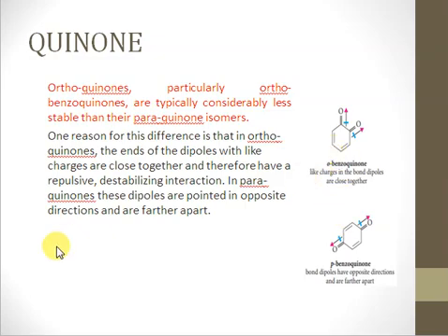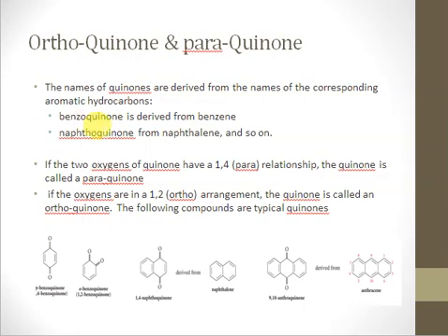as compared to orthoquinones, right? So when we have to name a quinone, it's important to know which aromatic hydrocarbon they are derived from. If a quinone is derived from benzene, then it's called a benzoquinone. If a quinone is derived from naphthalene, then it will be called a naphthoquinone, right? And if a quinone is derived from anthracene, that will be known as anthraquinone.